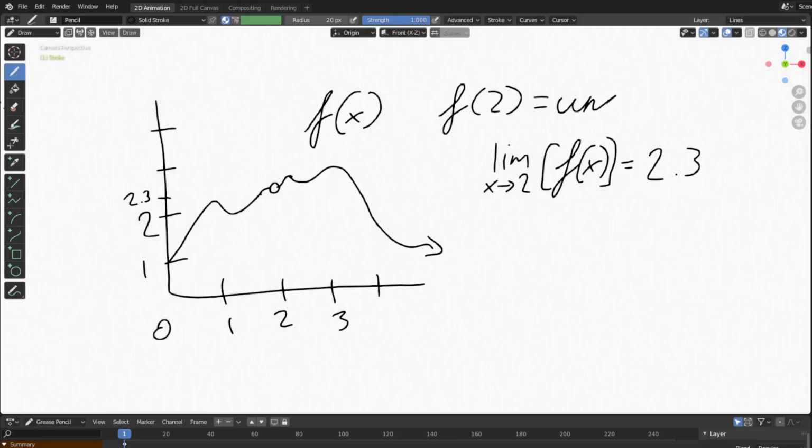value of f of 2 will be undefined, which we write with und. I write in cursive, so it's und.